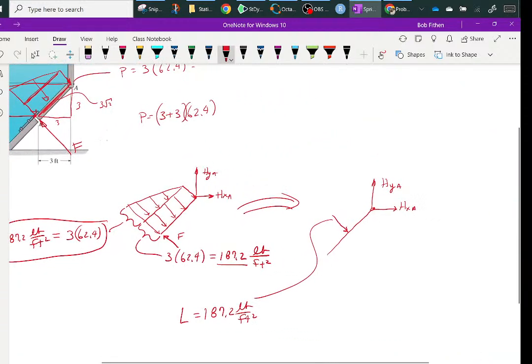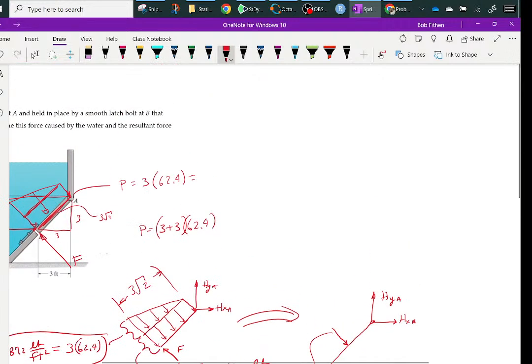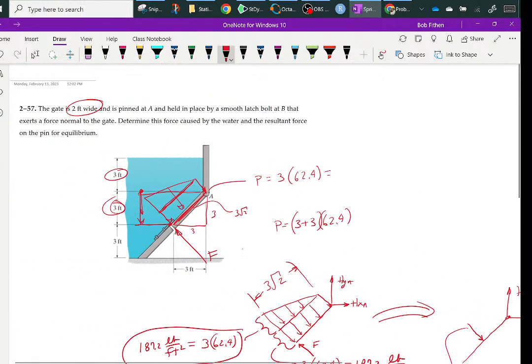So in other words, this distance is 3 times square root of 2 from here to here. In the page, it's another 2. So what I've got is 3 times square root of 2 feet by 2 feet, and this is the area. The 2 feet is because he told us it's 2 foot wide.